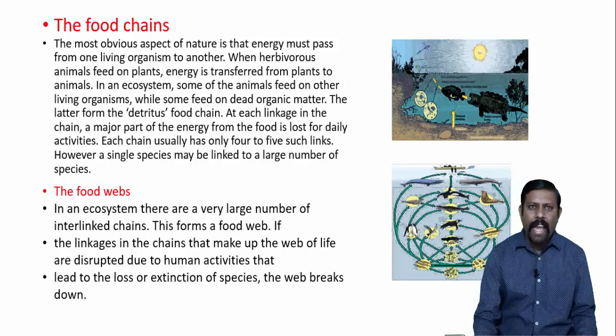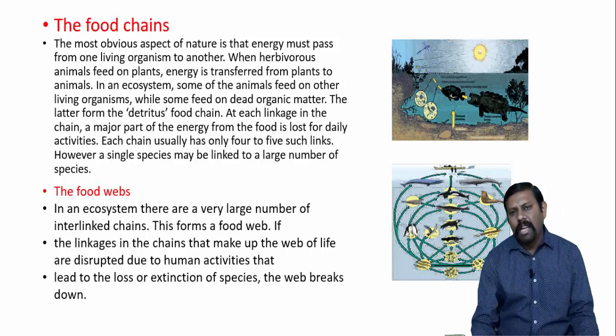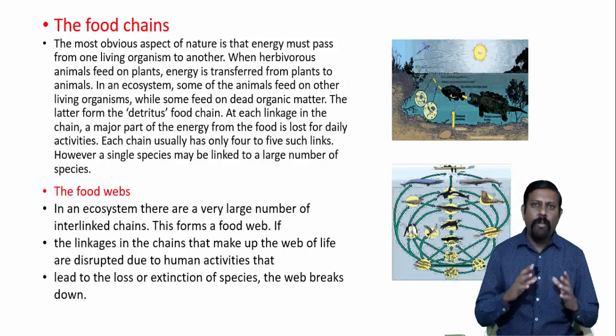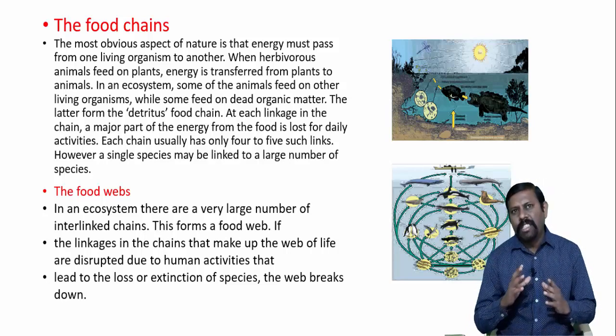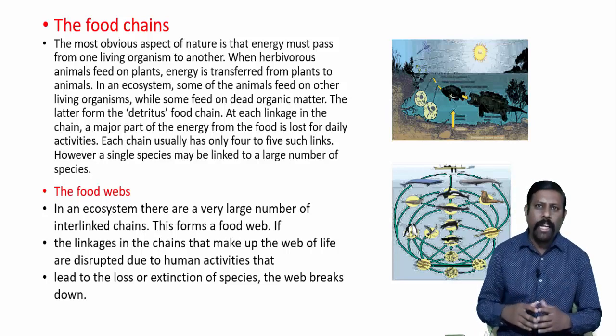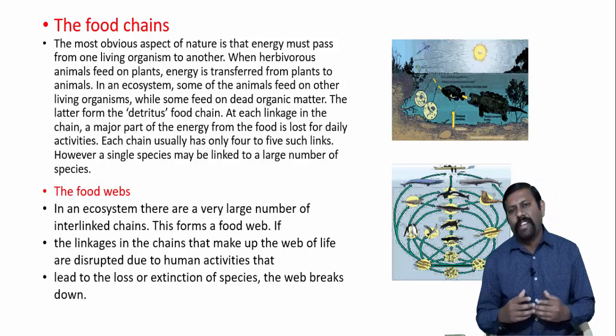Food webs. In an ecosystem, there are a very large number of interlinked chains. This forms a food web. If linkages in the chains that make up the web of life are disturbed due to human activity that leads to the extinction of species, the web breaks down.